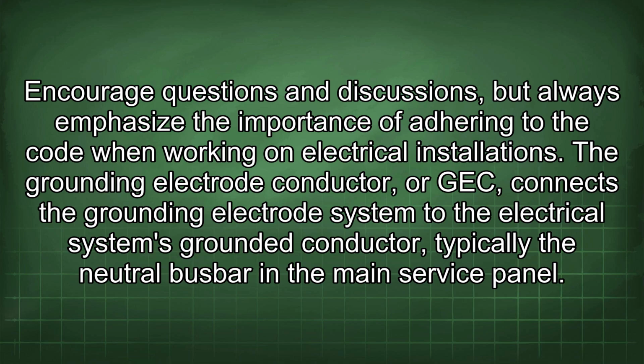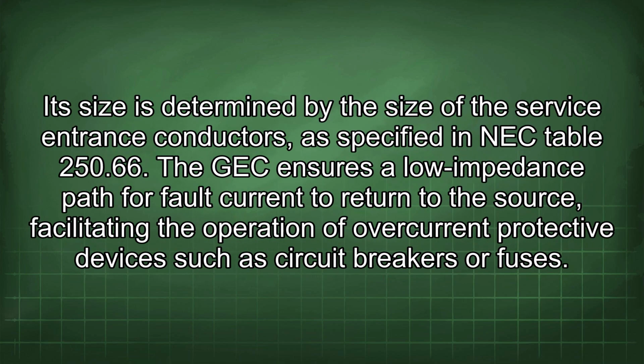The grounding electrode conductor, or GEC, connects the grounding electrode system to the electrical system's grounded conductor, typically the neutral busbar in the main service panel. Its size is determined by the size of the service entrance conductors, as specified in NEC Table 250.66. The GEC ensures a low impedance path for fault current to return to the source, facilitating the operation of overcurrent protective devices such as circuit breakers or fuses.